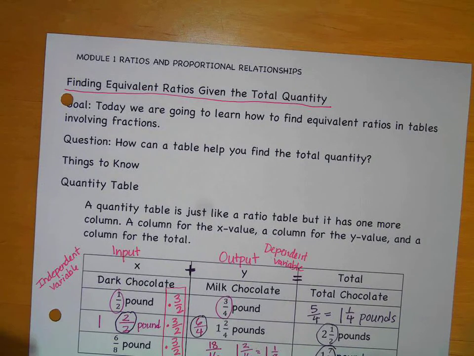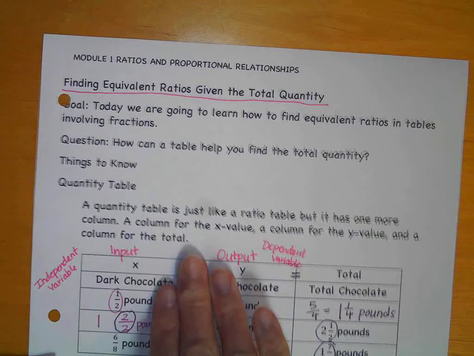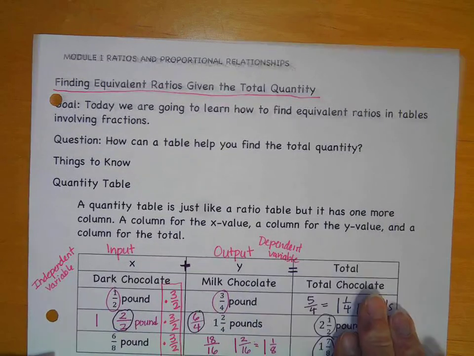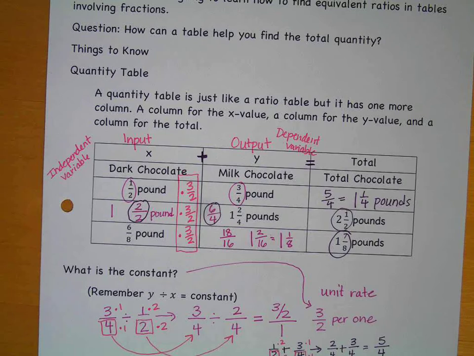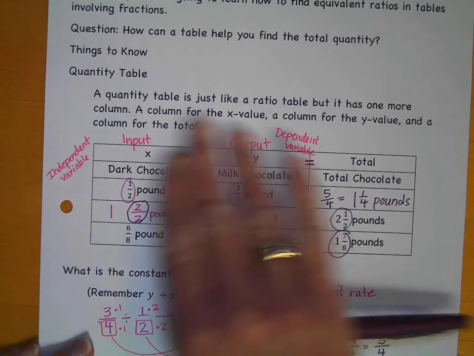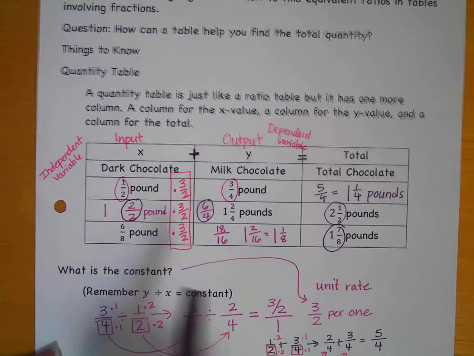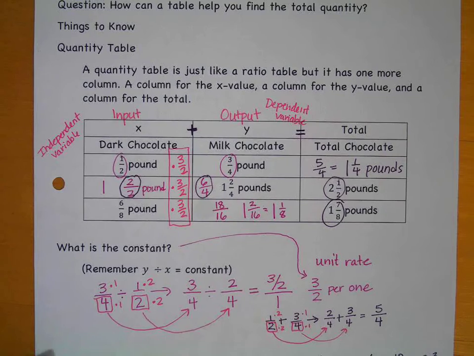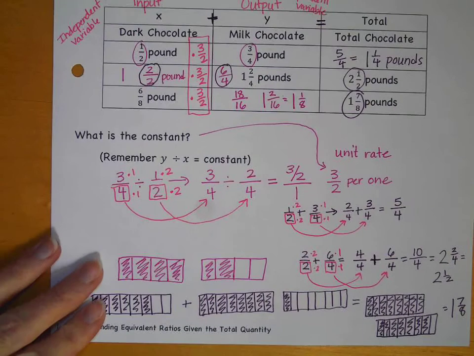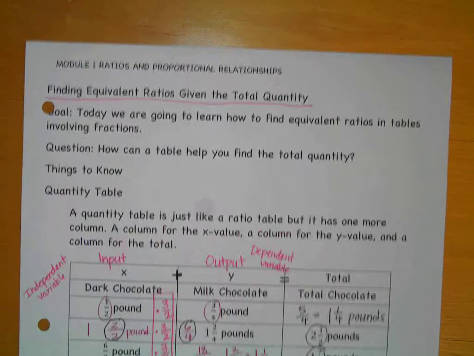Question: how can a table help you find the total quantity? The answer to that question is it helps you organize it. It helps you make sense of it because you know that the x value plus the y value is going to give you the total value. If you remember that, then you won't get lost. The other thing that is so important to remember about our table is finding your constant first, because the minute we found our constant, everything else was very easy to do.